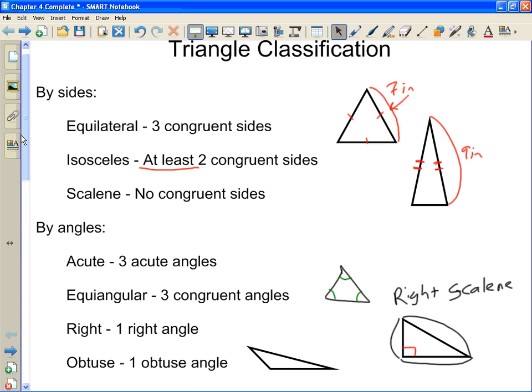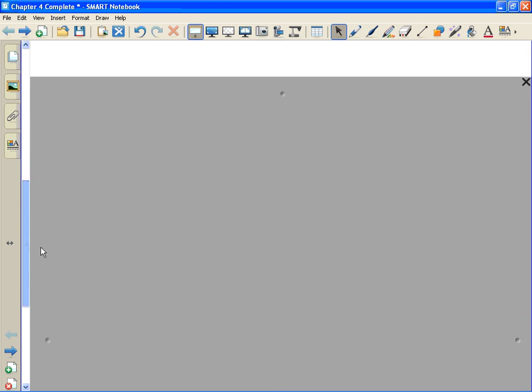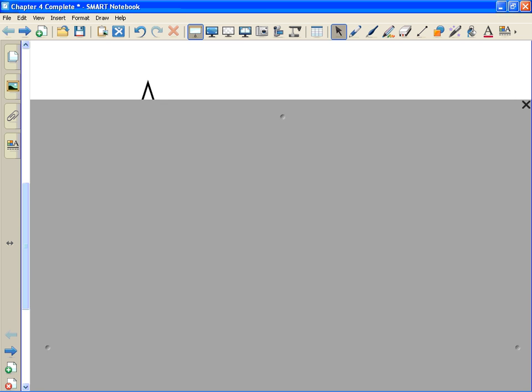Okay, if we look back at my examples I had up here, my isosceles triangle is isosceles by sides. And if I look at the angles, all my angles are less than 90, so it's an isosceles acute triangle, or you could say an acute isosceles triangle. So you can always classify triangles by both sides and angles together, and that's what you're going to be required to do on your homework.